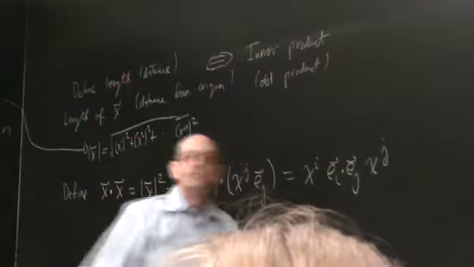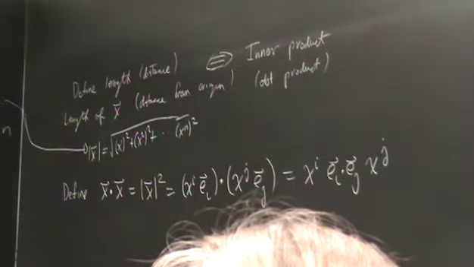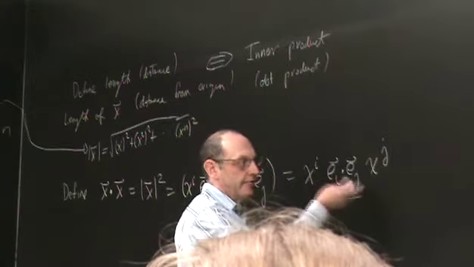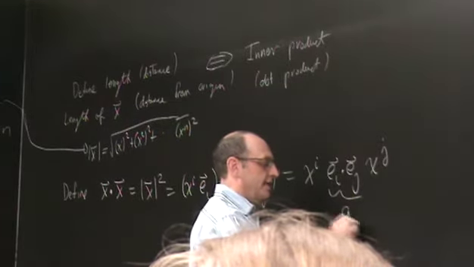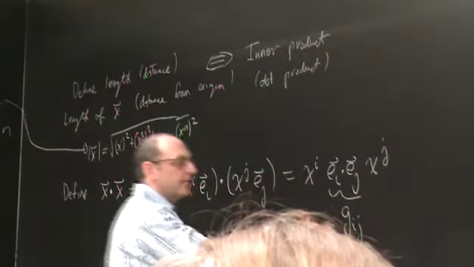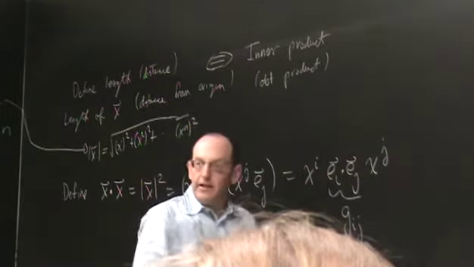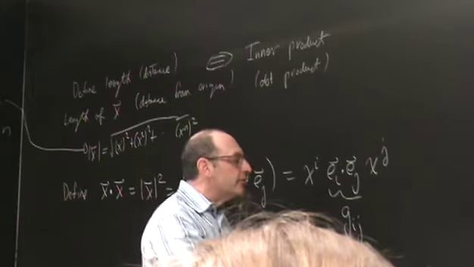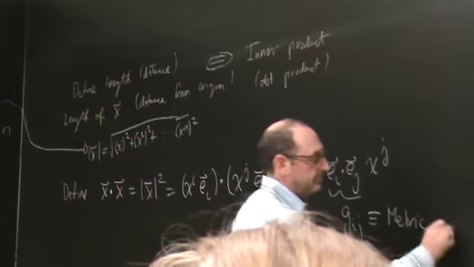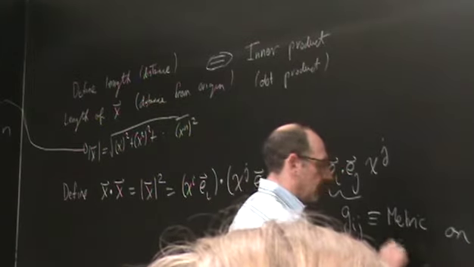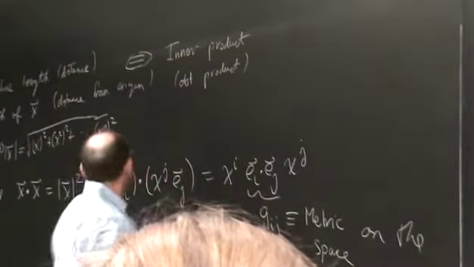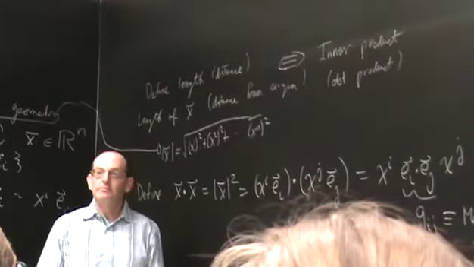x^j. Okay? This is an array of numbers, g_ij. Okay? It's a matrix with matrix elements given here. And that matrix is known as the metric. It's a way of converting coordinates to distance.